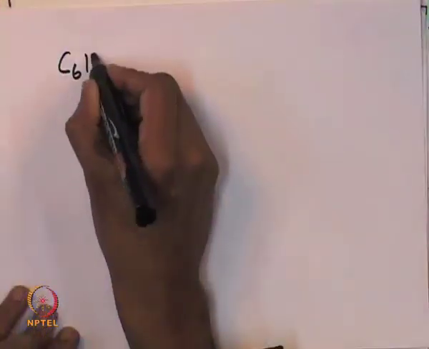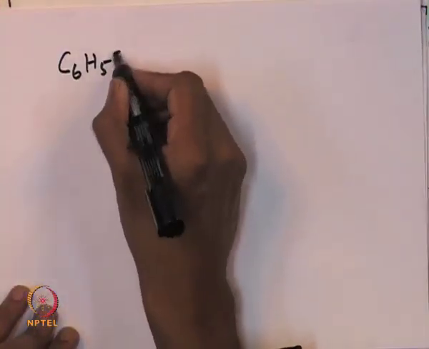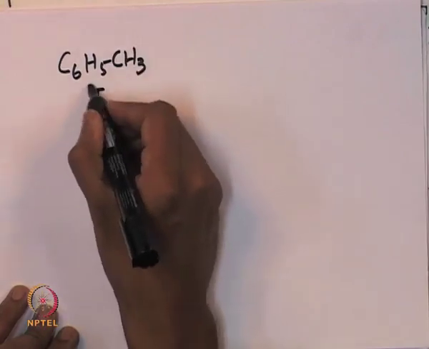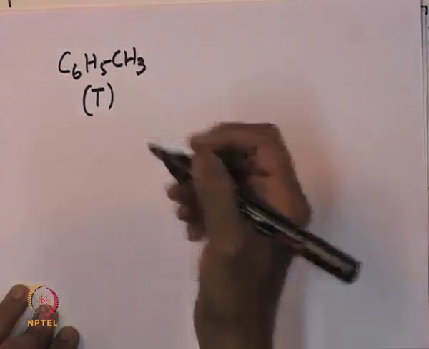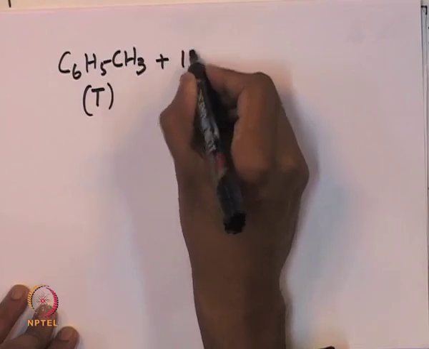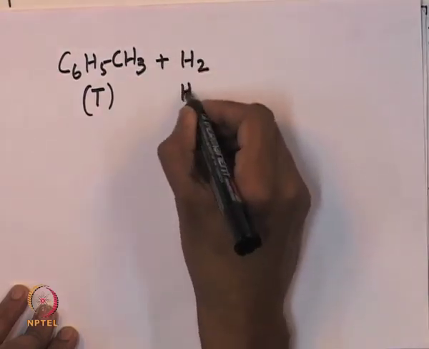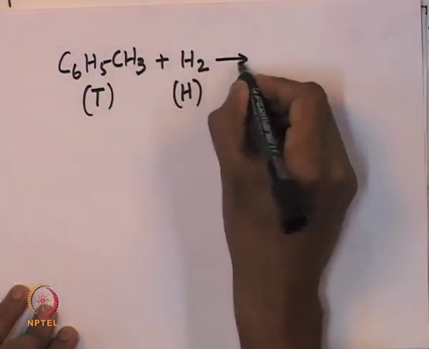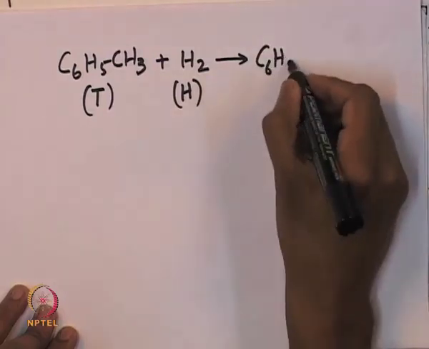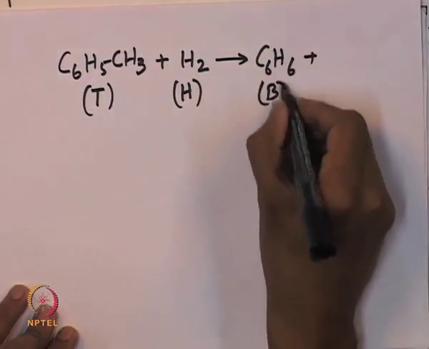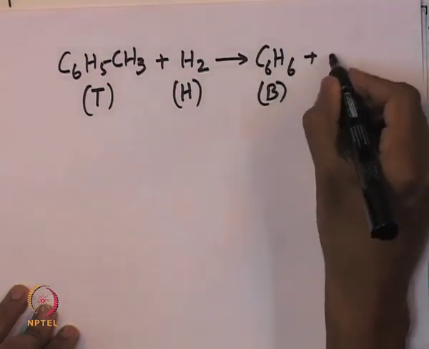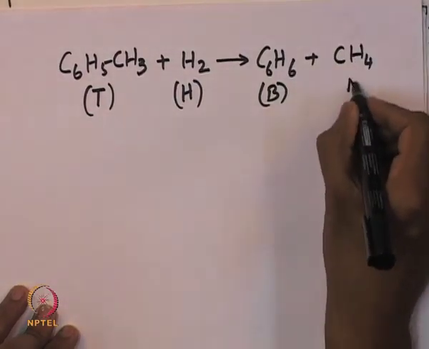So, as an example, let us take the hydro-demethylation of toluene, whose reaction essentially follows this scheme: C6H5CH3, which hereafter I will call T. T stands for toluene, and plus hydrogen, which will hereafter be called H, leads to benzene, which will be henceforth called B, and methane, which will be henceforth called M.